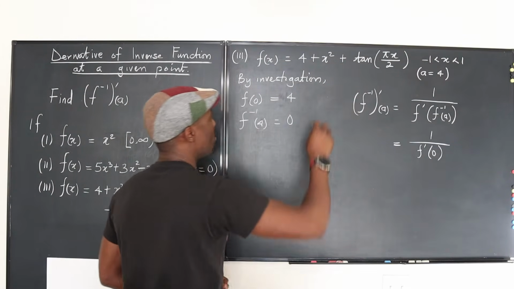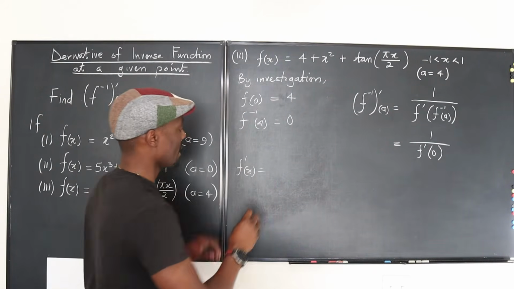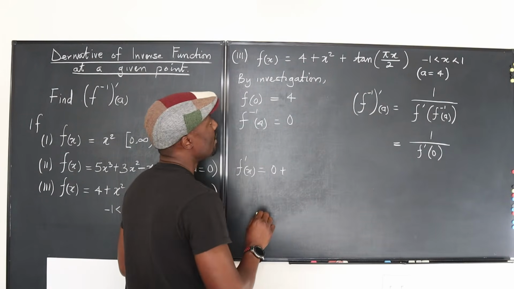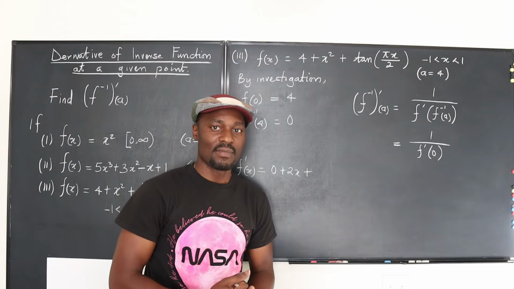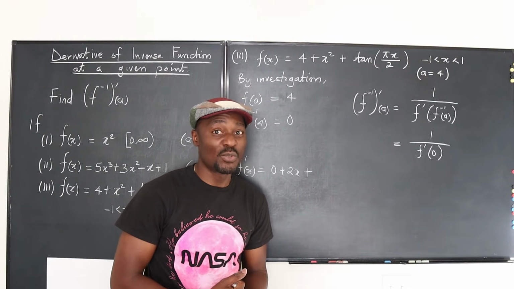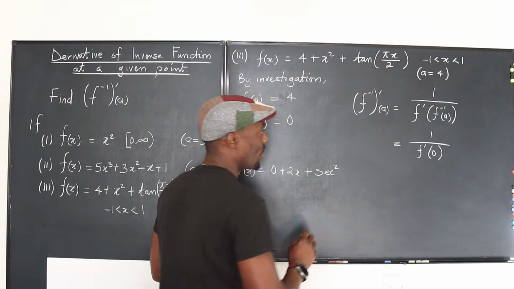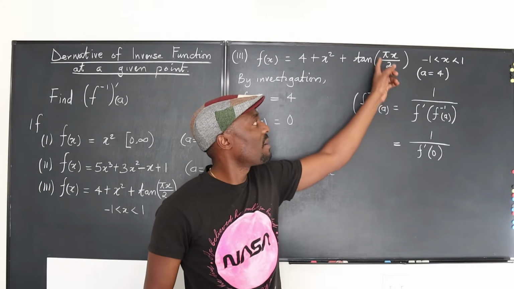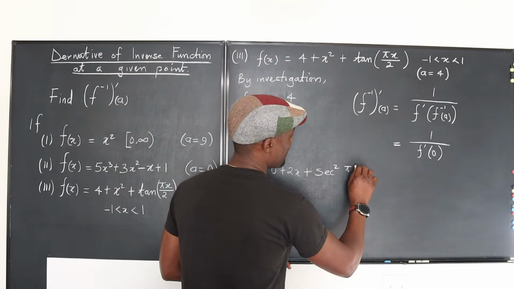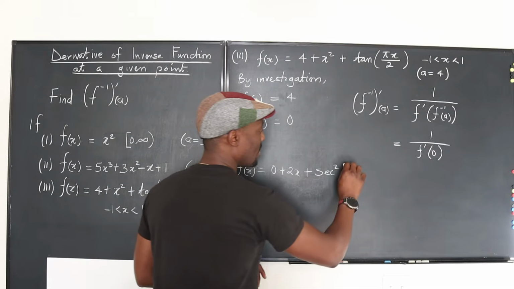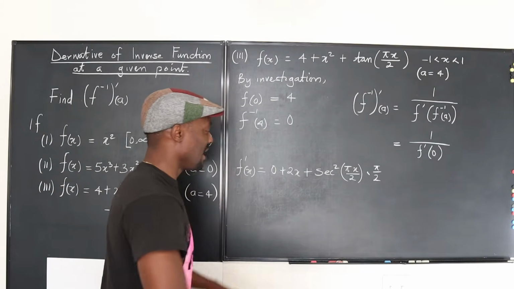Well, we just need to know the function. If we take the derivative of this, what will we get? Well, let's quickly do that. What is f prime of x? It's going to be 0 plus 2x plus, what is the derivative of tangent? Secant squared. That's something you need to remember. So the derivative of tangent is secant squared. But this is a composite function, so we have to multiply by the derivative of what's inside, which is pi over 2. So secant squared of pi x over 2 multiplied by pi over 2. Well, I could bring the pi over 2 to the side, but that's not super important.